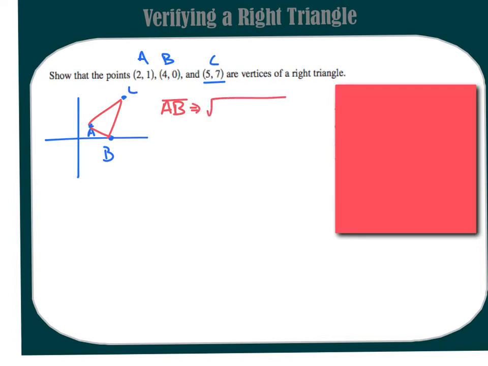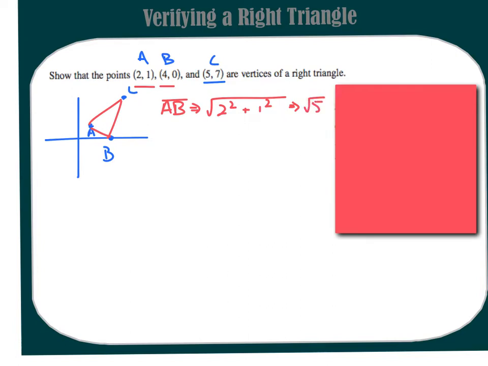So the square root of, what's the difference between my x's of A and B? 2 and 4, so the difference is 2. Now I have 2 squared, plus the difference of my y values between A and B, which is 1. So now I have 1 squared. 2 squared is 4, 1 squared is 1, so I end up with square root of 5.